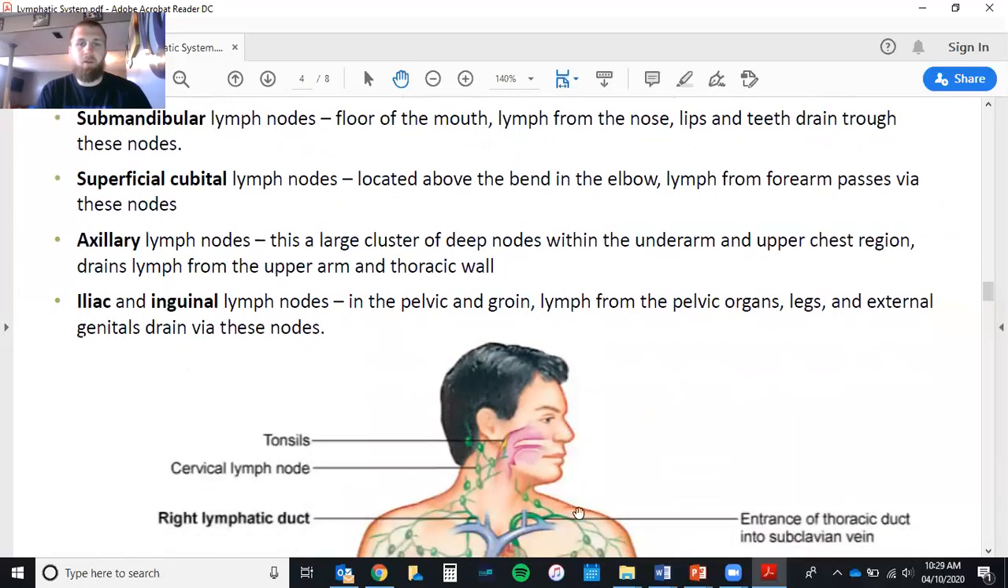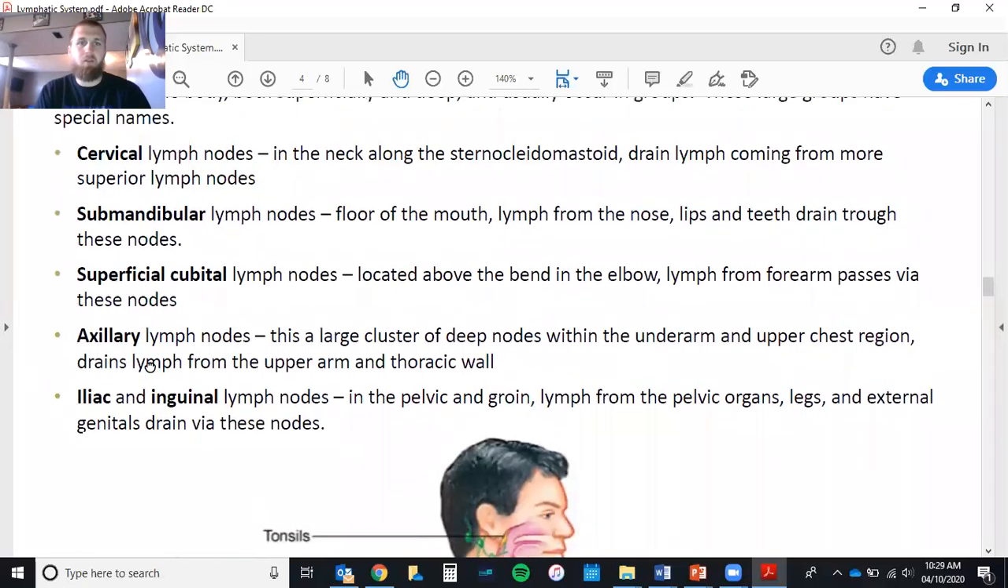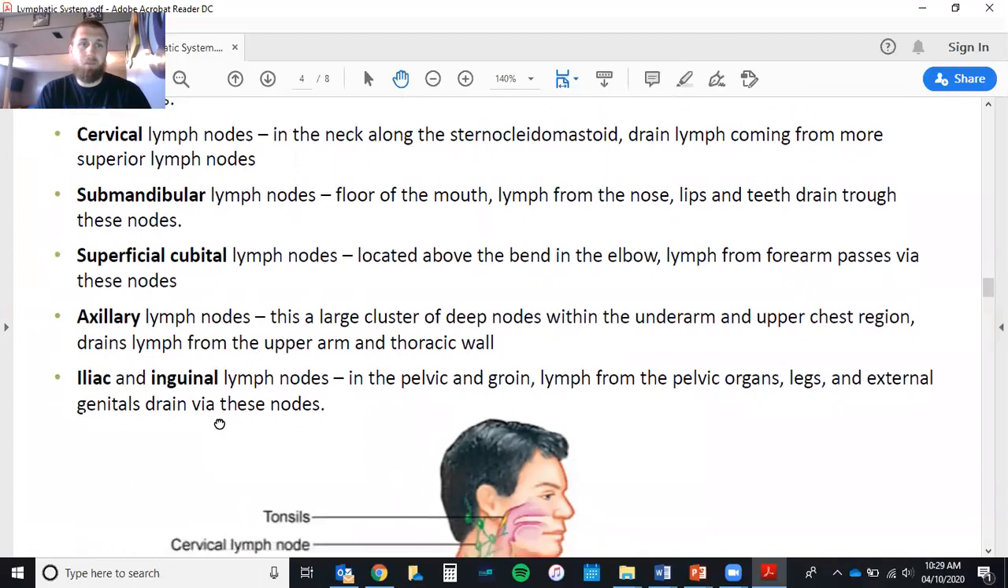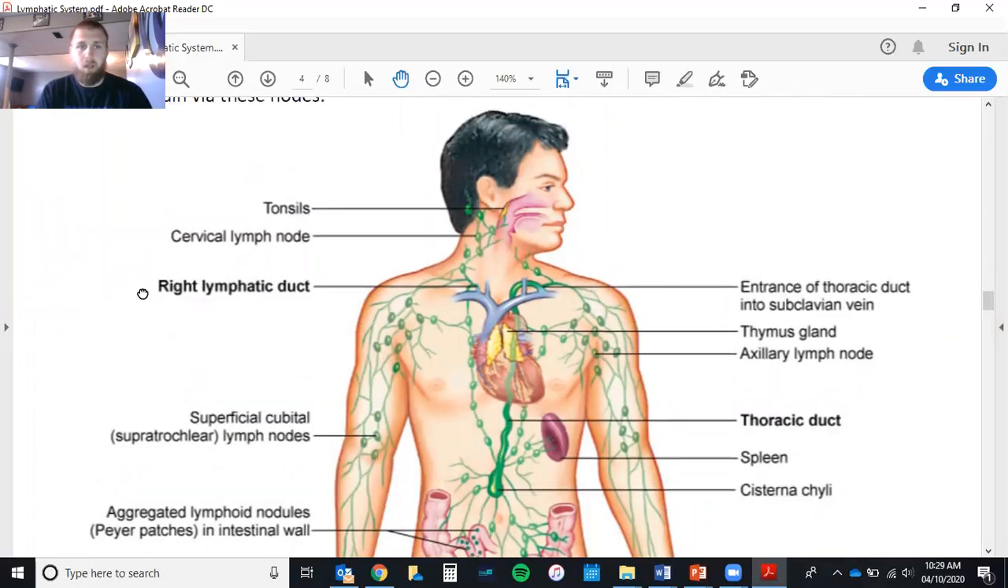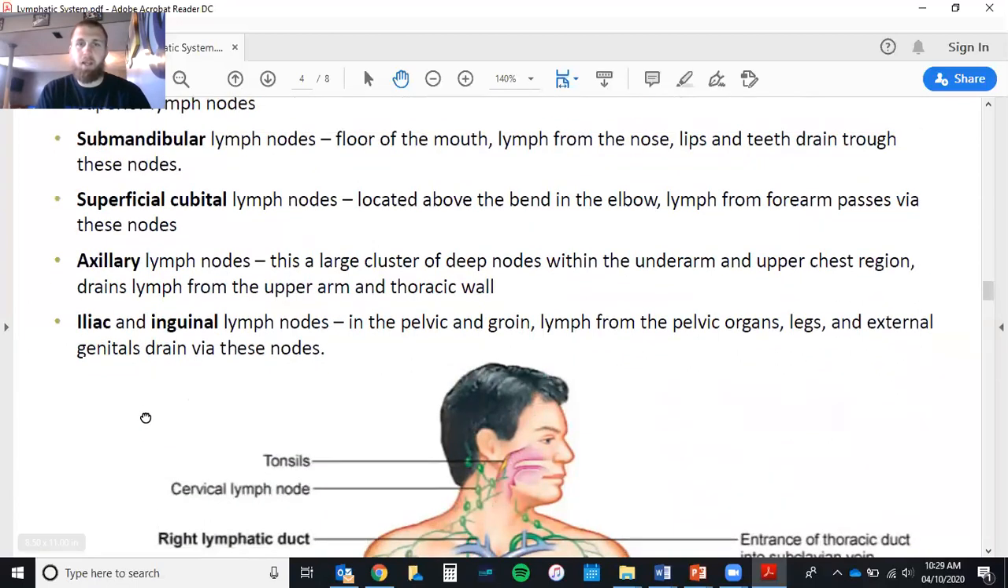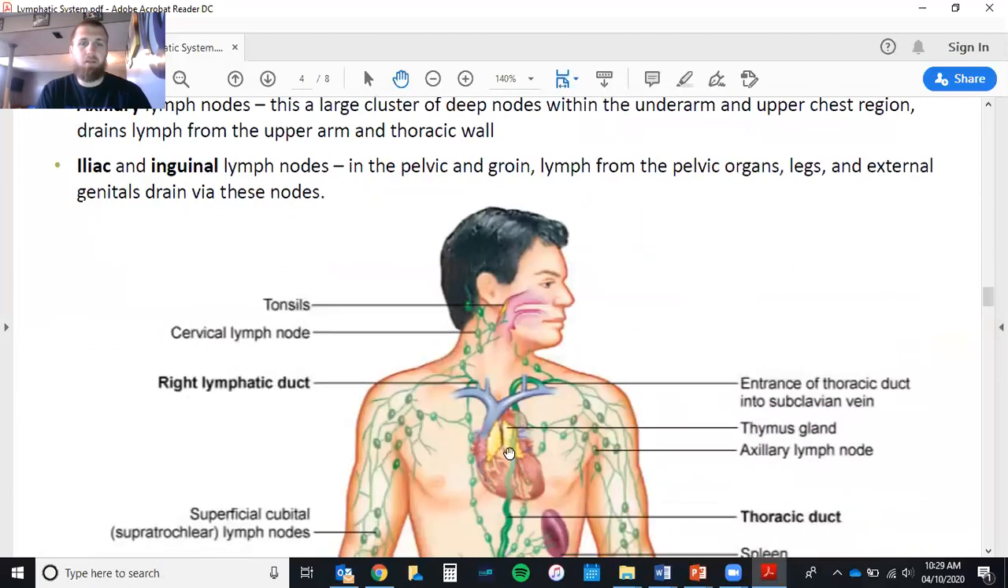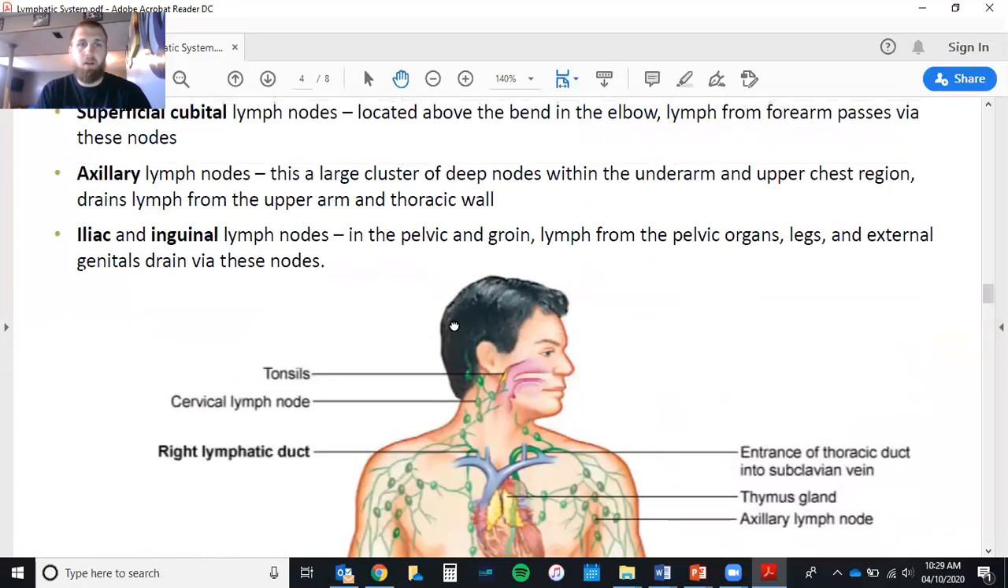The submandibular nodes are not labeled here, but they were on that first page. They're found in the floor of our mouth. They drain lymph from the nose, lips, and teeth. Superficial cubitals, also known as supratrochlear, are right there on the anterior side of your elbow crease. They drain lymph coming from your hands and your forearms. Axillaries, right there in your armpits, drain lymph coming from our arms and our upper chest.